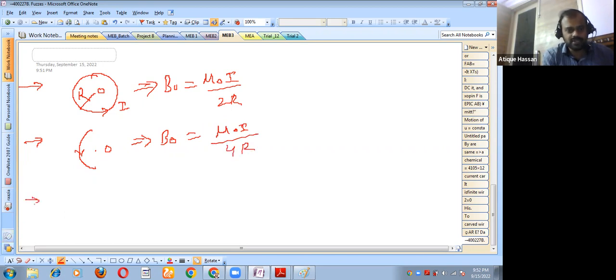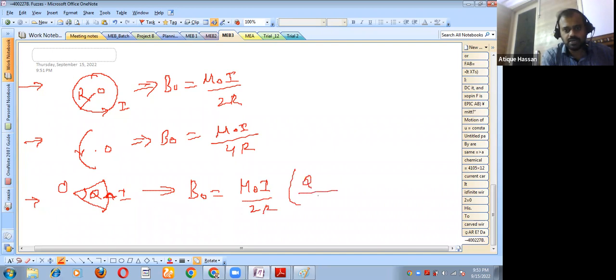And what will happen if it becomes an arc? Suppose we have an arc, making 90 degrees or 45 degrees. Suppose it is making an angle theta. To find the magnetic field due to a current carrying arc at the center, we will apply the unitary method and calculate it like this: B is equal to mu naught I by 2R times theta upon 2 pi.